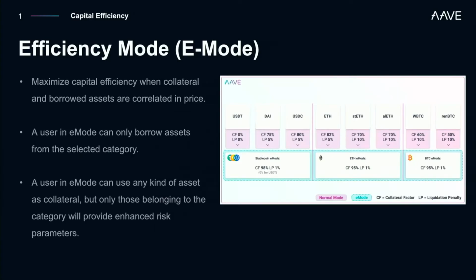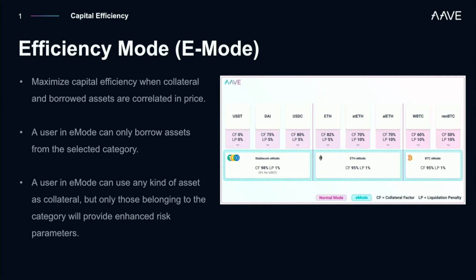Also, the efficiency mode. This tries to increase the utilization of the capital that is sitting in the protocol, because, as you already know, there are a lot of assets and capital currently sitting idle in the protocol. This is mainly caused by the risk parameters. One of the risk parameters in the system is called the collateral factor. The collateral factor determines how much of an asset a user can borrow using an asset as collateral.